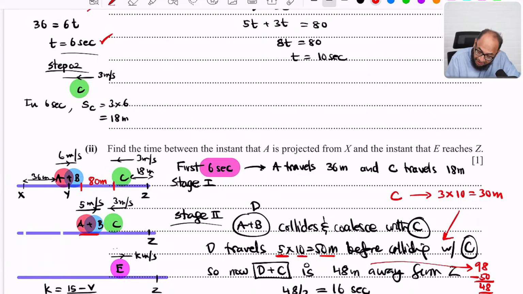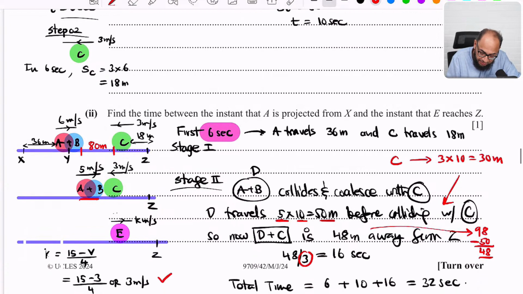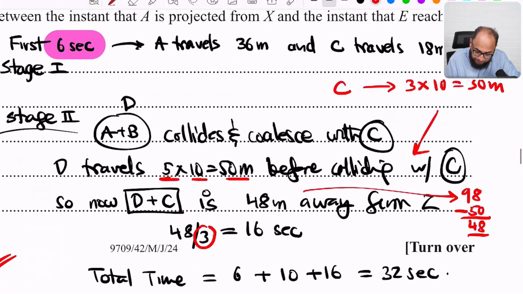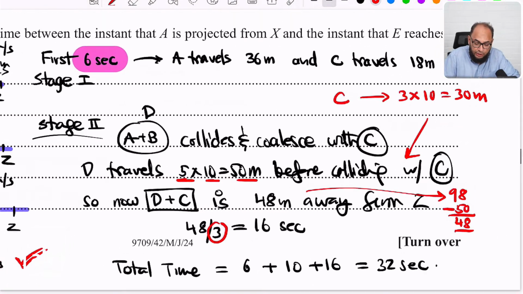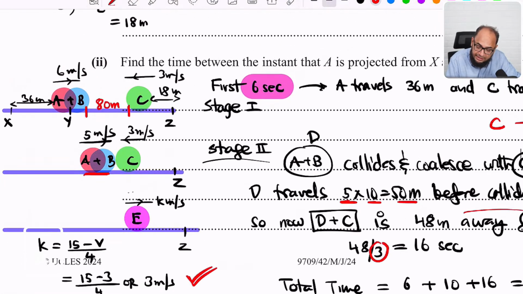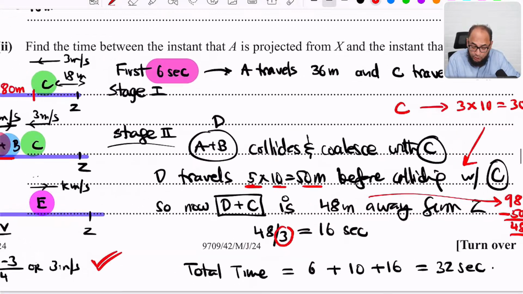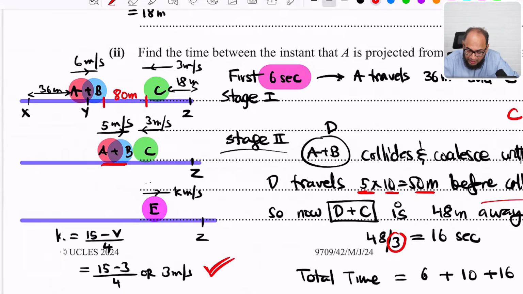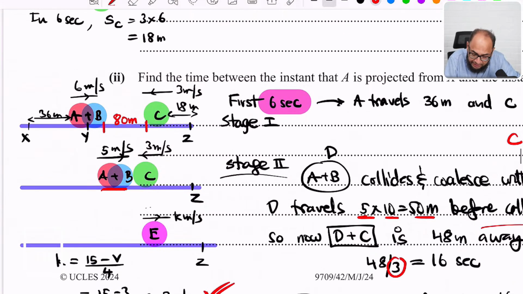And that will be covered at which speed? That will be covered at 3 meters per second, because the value of k is 3 meters per second. Now this is a bit claustrophobic, so let's just have a look at it again. Find the time between the instant, and they're just giving us 1 mark. I mean, it's not worth 1 mark because you just have to connect the dots. You don't have to do that much calculation, but still you have to connect the dots.